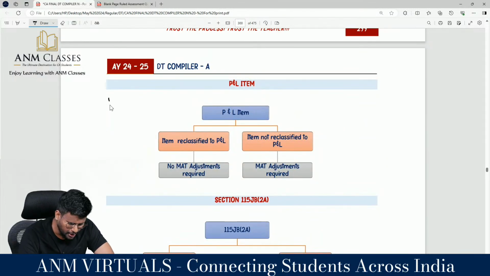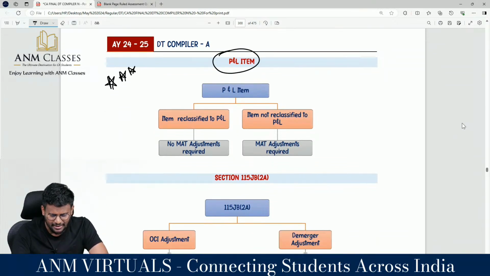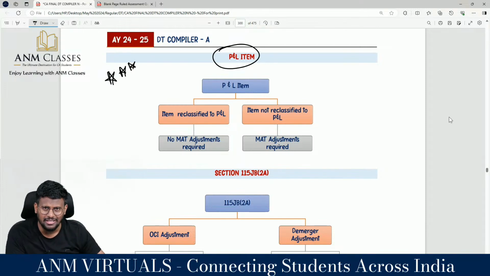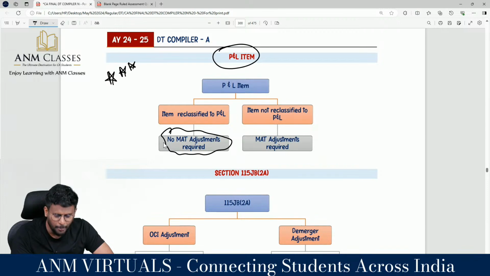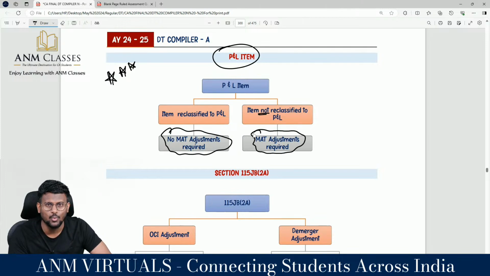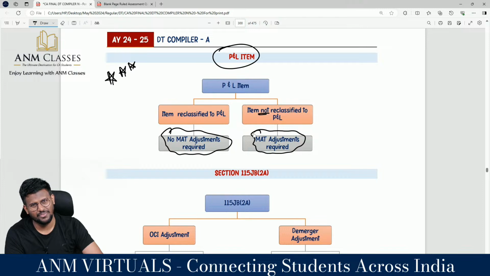So what is the summary of whatever we have discussed till now, sir? You can classify the P&L items like this: item reclassified to P&L, item not reclassified to P&L. If it is an item reclassified to P&L, no MAT adjustment is required. Getting? Because automatically in future it will get reclassified. Leave it. If the item is not reclassified to P&L, MAT adjustments are required, my dear lovable students.